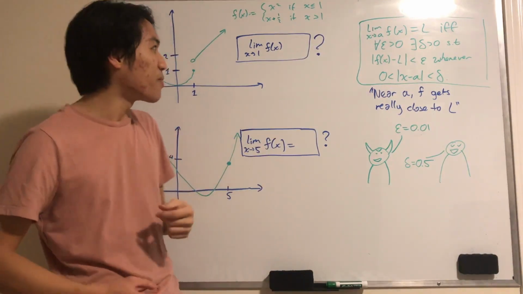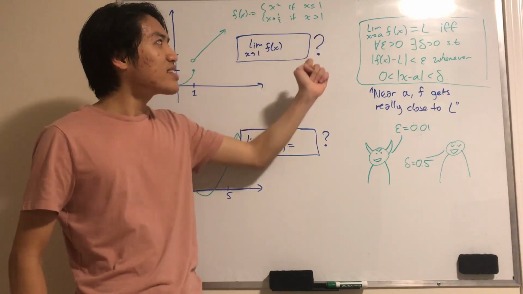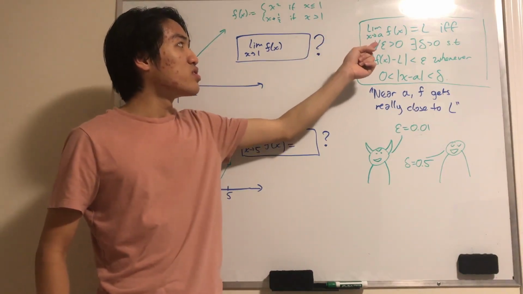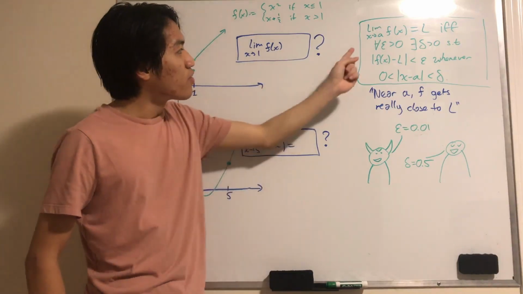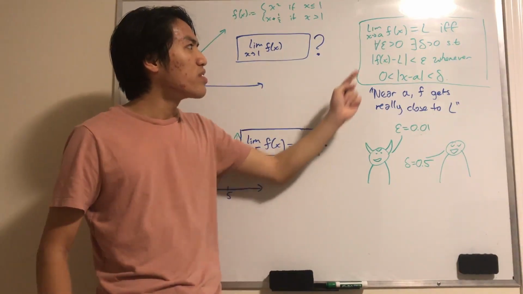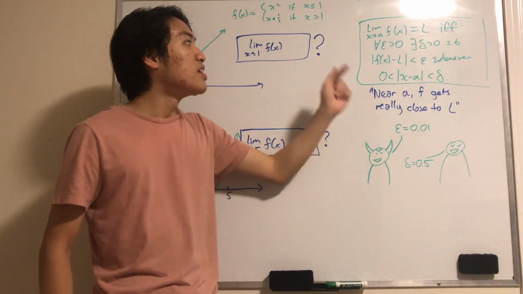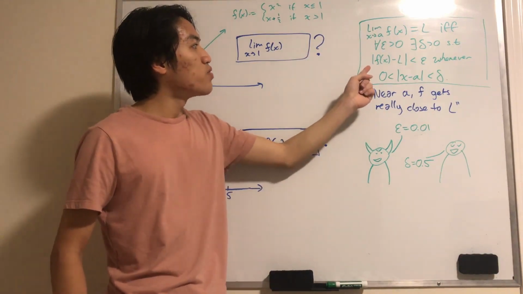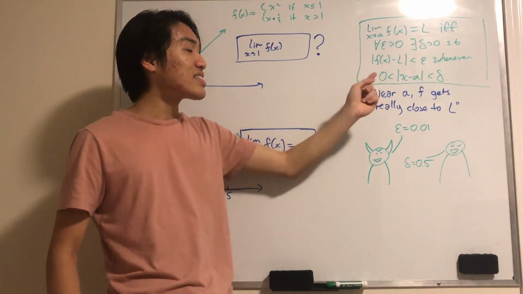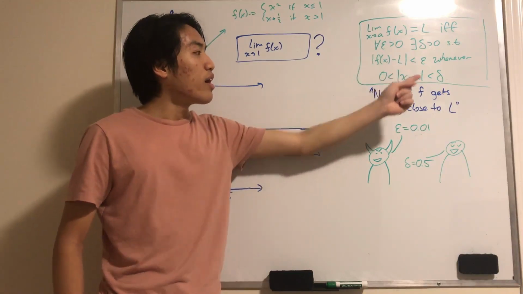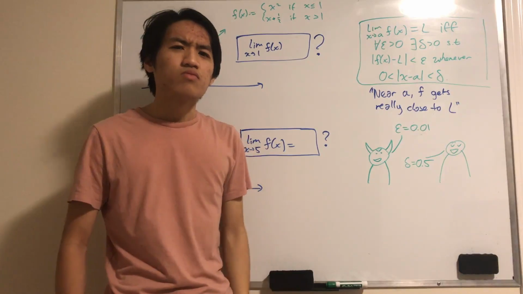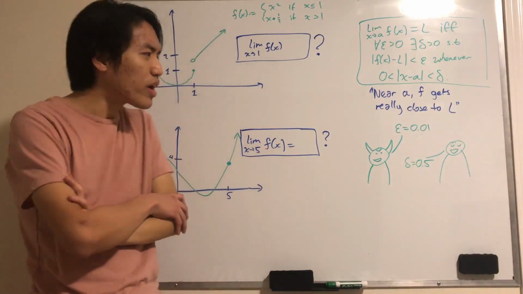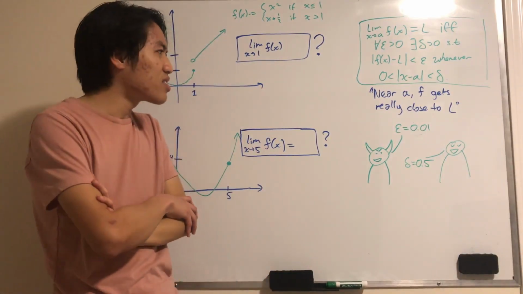we'll unpack it today. So it says that the limit as x goes to a of f of x is equal to L if and only if for all epsilon greater than 0 there exists delta greater than 0 such that the absolute value of f of x minus L is less than that epsilon whenever the absolute value of x minus a is between 0 and delta. Okay, a lot to unpack there. Let's think about this.